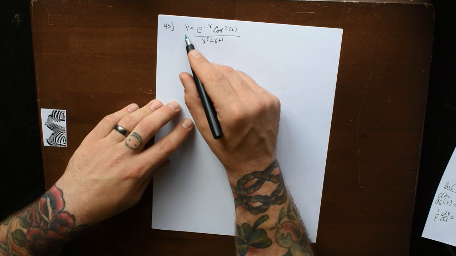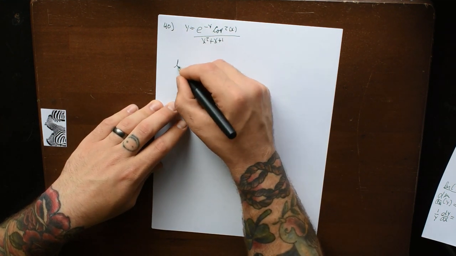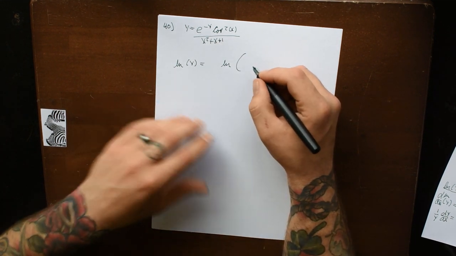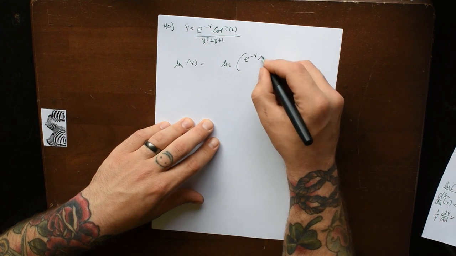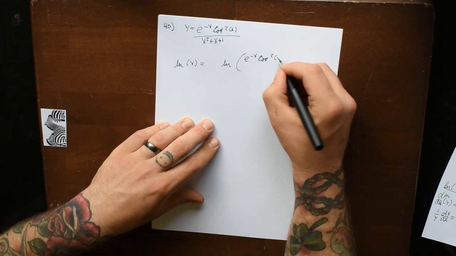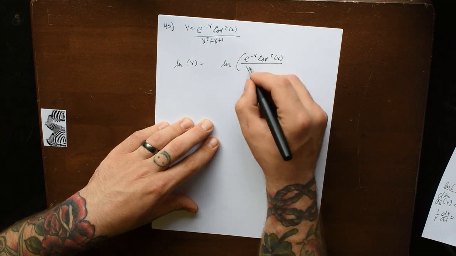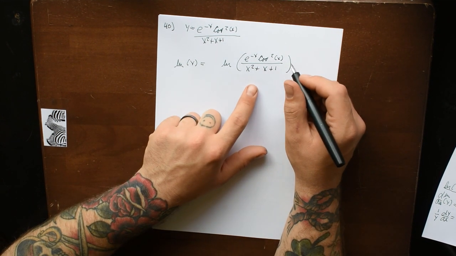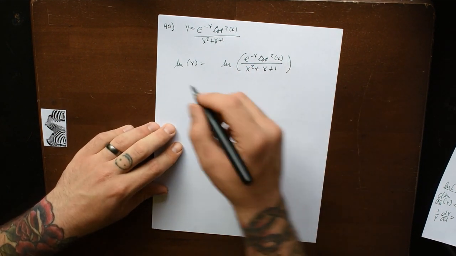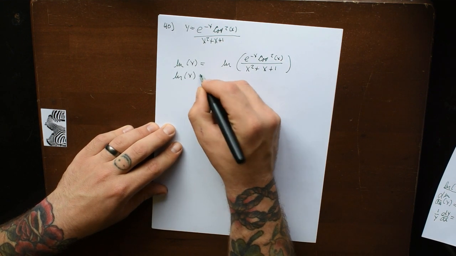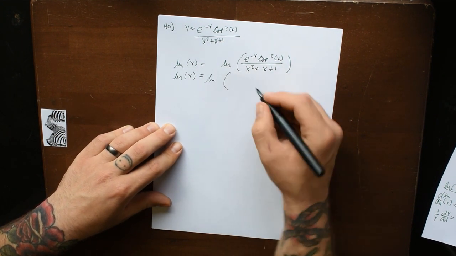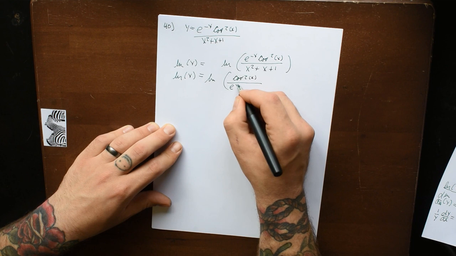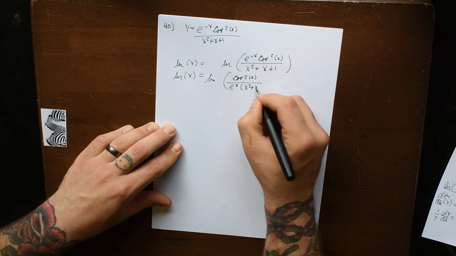So what that says is, if y is equal to that thing, that means the natural log of y has to be equal to the natural log of that thing: e to the negative x cosine squared of x all over x squared plus x plus 1. And I'm going to take that e to the negative x and move it to the denominator. We get cosine squared of x divided by e to the x times x squared plus x plus 1.